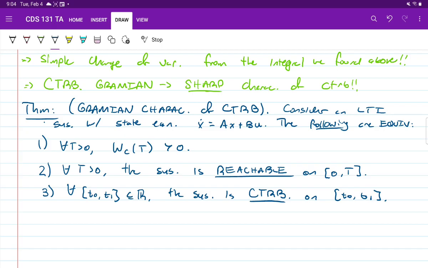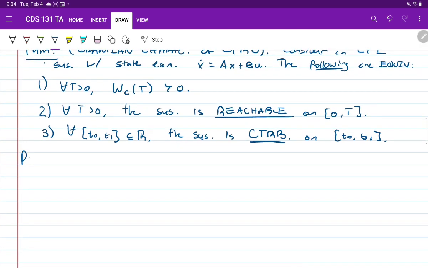Fantastic. Let's get into this proof. If I want to show that 3 statements are equivalent, a nice thing to do is prove a little circle of implications. So I'm going to show 1 implies 2 implies 3, which then implies 1 again. First, let's show 1 implies 2.